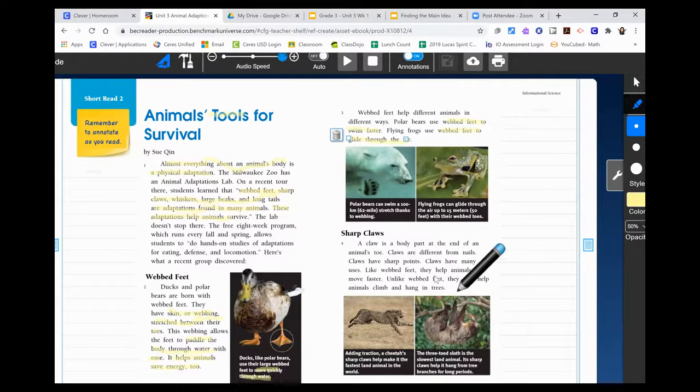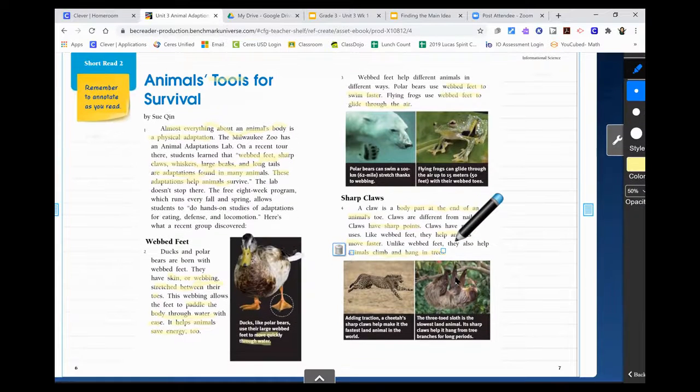Okay, so what are sharp claws? Well, they are the body part found at the end of an animal's toe. So let's highlight that. They have sharp points. And how are they useful? Well, they help animals move faster. And they also help animals climb and hang in trees. So I'm going to highlight all of that. And let's look at our photographs and the captions.